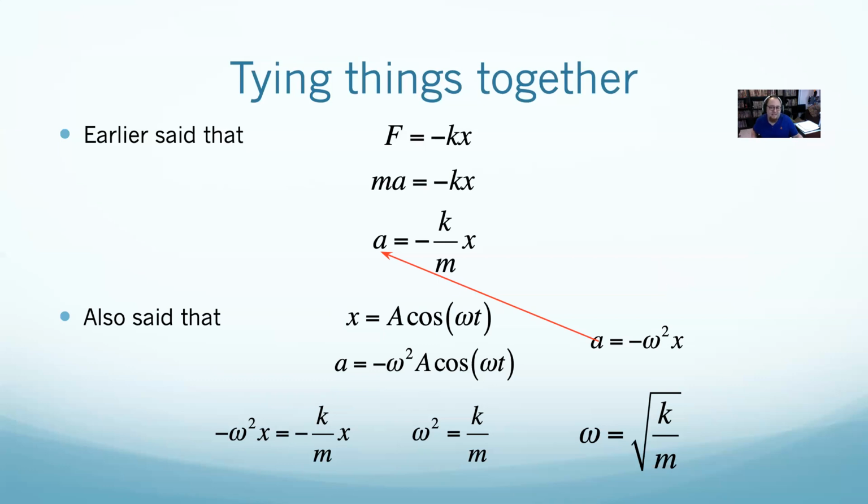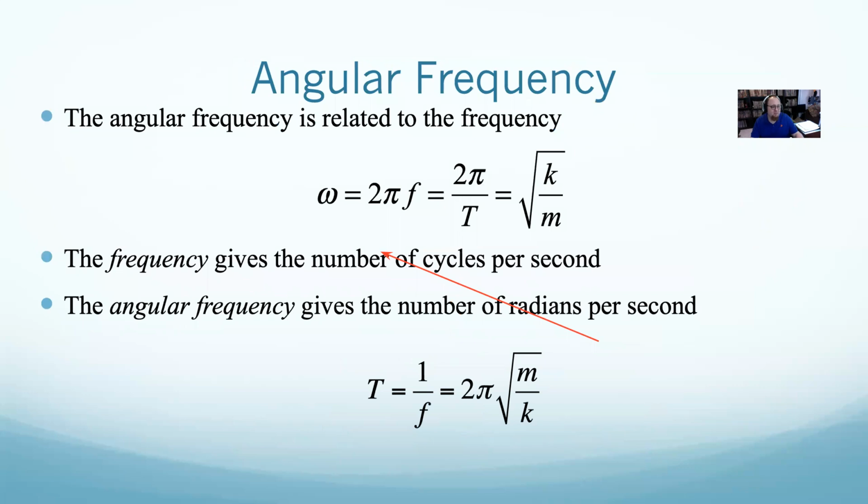And what this says is that the angular frequency of any spring with a mass hanging on it, which is 2 pi f or 2 pi over T, will go as the square root of k over m. And rearranging it says the period of any mass hanging on a spring will be 2 pi square root of m over k.